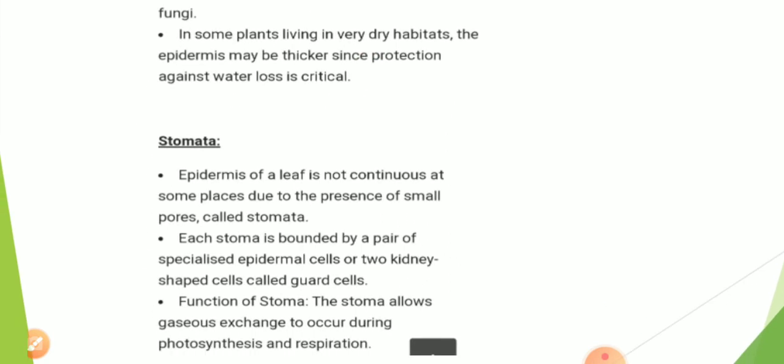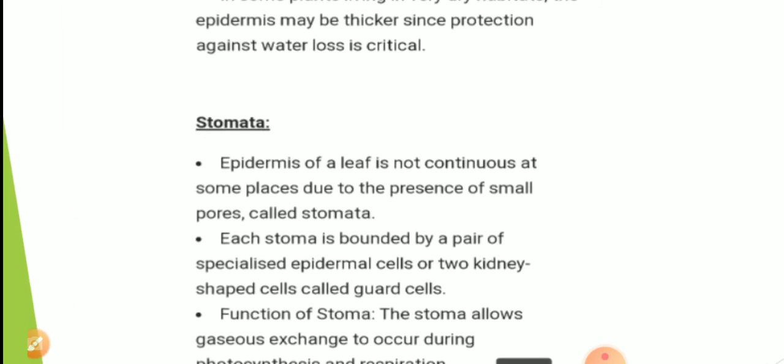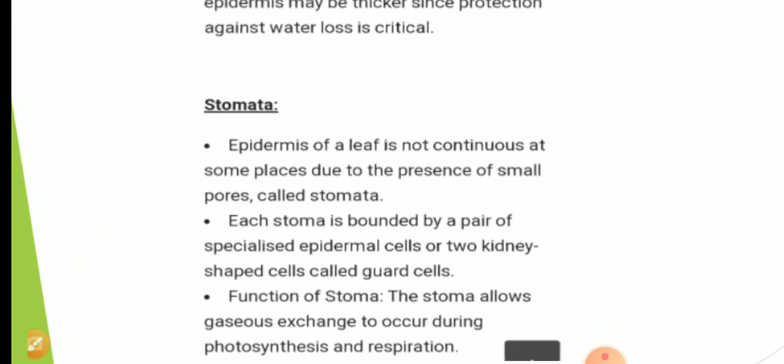Now the third structure which is there, stomata. In my previous video I already told about the structure of stomata, but for a recap I would like to say that stomata are tiny pores present on the margin of the leaves. These are the structures where it is present. It is present in between the epidermal cells, on the margin of leaves and some green stems.